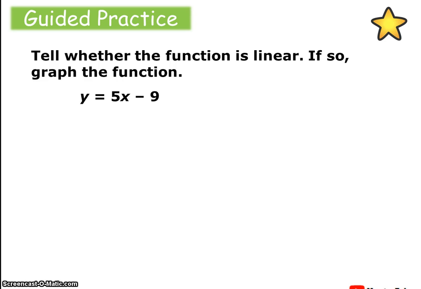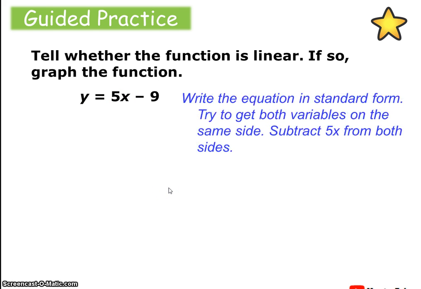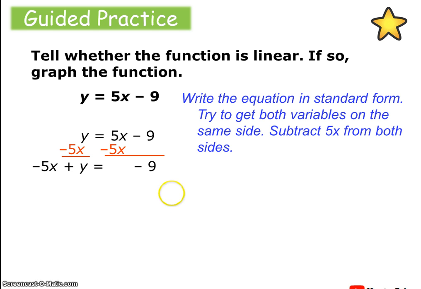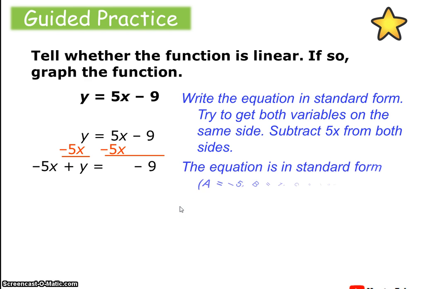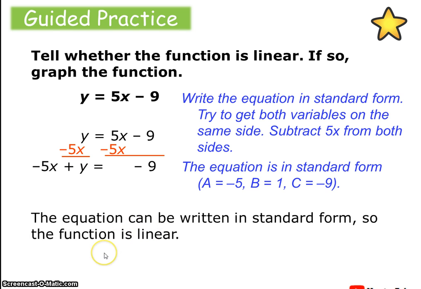Okay, what about this one? Tell whether this function is linear. Alright, hopefully you will attempt to get x and y both on the same side. And we can do that by subtracting 5x from both sides, giving us negative 5x plus y equals negative 9, which would be in standard form with an a value of negative 5, a b value of 1, and a c value of negative 9. So because this can be written in standard form, the function is linear.